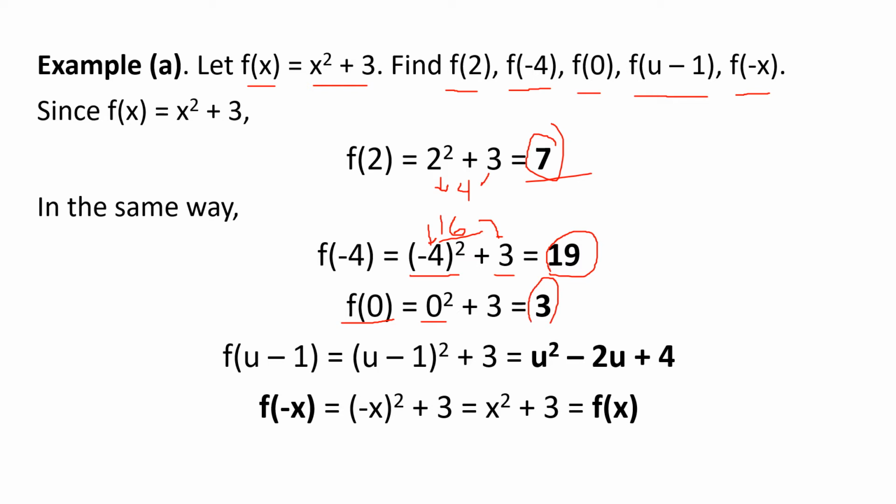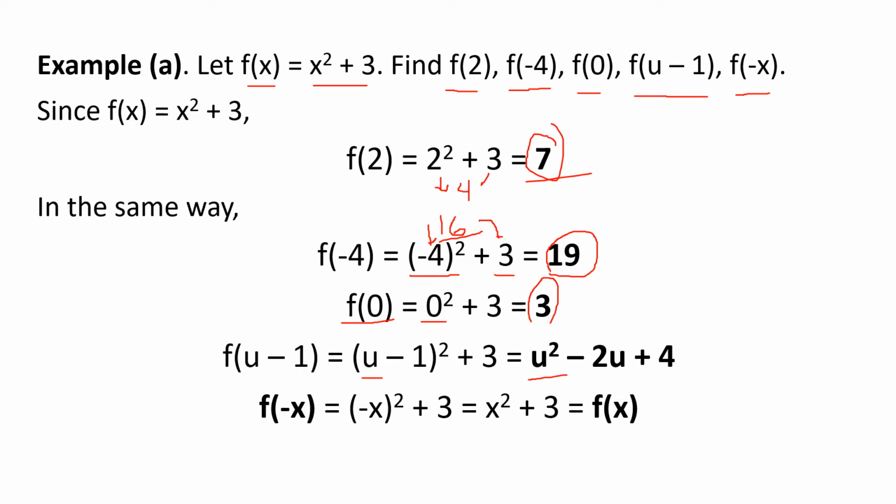Next, f of u minus 1. So what will be the value? We're going to put u minus 1 as the value for x in the given function. So f of u minus 1 is equal to (u minus 1) squared plus 3. So let's apply the concept of special product. Your special product says that your first term is the square of your first term. So that will be u multiplied by u, it's u squared.